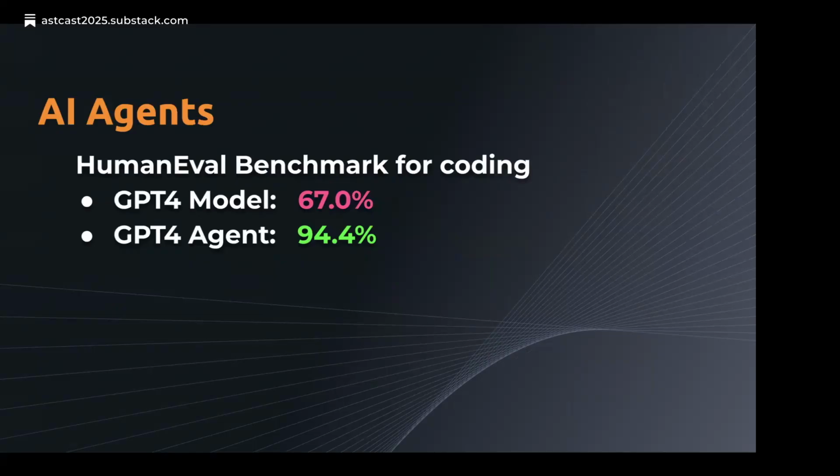So the HumanEval benchmark, this is a benchmark where let's pretend there's 100 coding challenges. And you put a model through it and you say, how many of these coding challenges can you get right? GPT-4 by itself got 67% correct, which is not bad. These are very difficult challenges. But getting GPT-4 and making it an agent, they got 94.4% accuracy instead. Same model, just making it agentic instead of just a regular chat model.